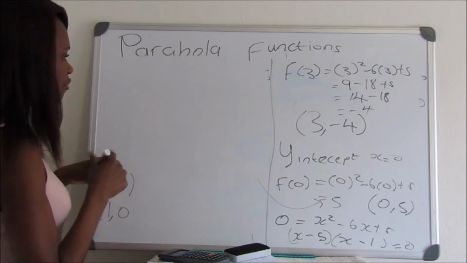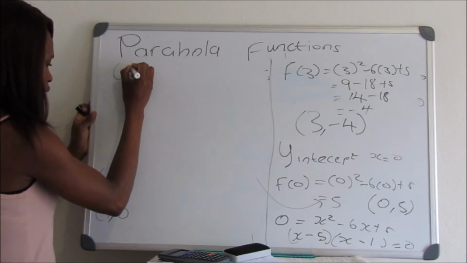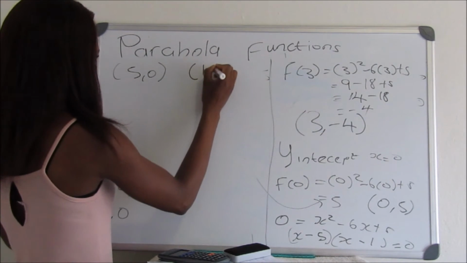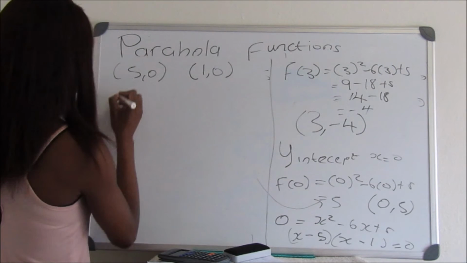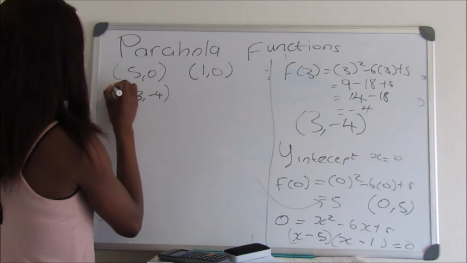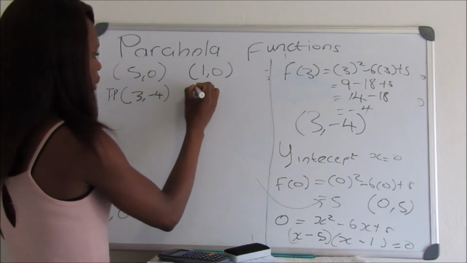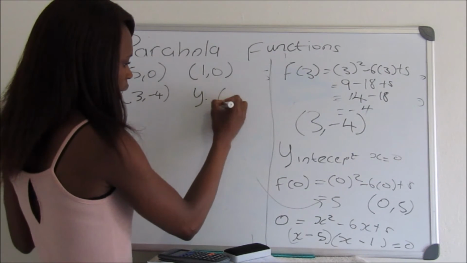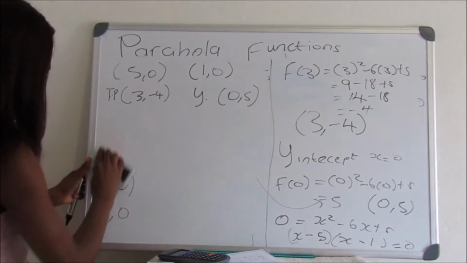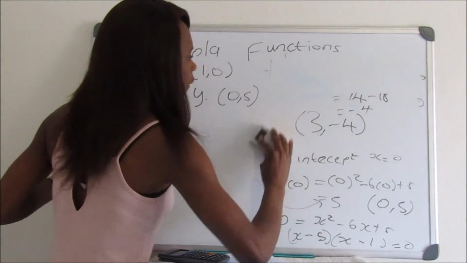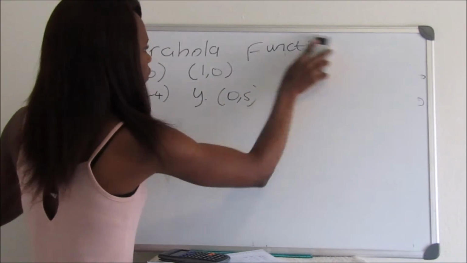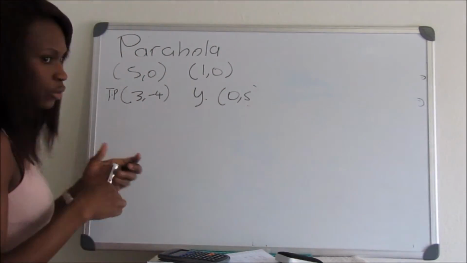So the points that we have: the x-intercepts, which are (5, 0) and also (1, 0). And another point that we have is the turning point, which is (3, -4). This is the turning point. And also we have the y-intercept, which is (0, 5). Okay, so we can now draw the graph.